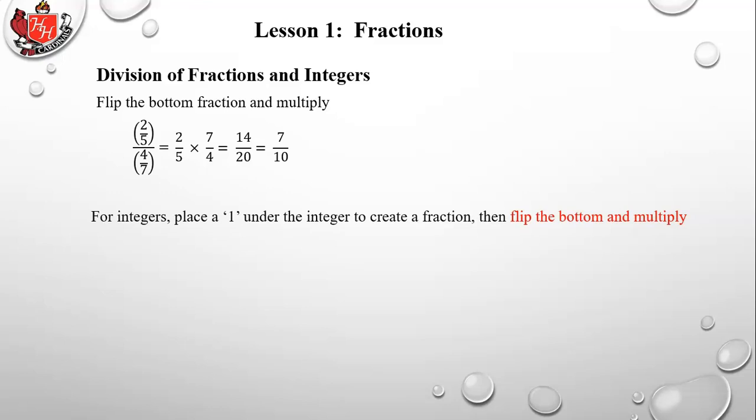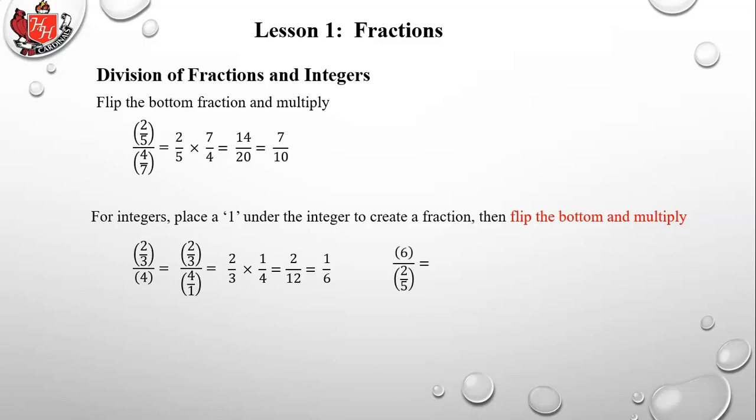For integers, place a 1 under the integer to create a fraction, then flip the bottom and multiply. So here we have 2/3, the fraction 2/3 divided by the whole number 4. So we're first going to put a 1 underneath the 4 to turn it into a fraction. And now we're going to flip and multiply. So you flip the 4 over 1 to 1 over 4 and you multiply. So 2 times 1 is 2, 3 times 4 is 12, that's 2/12, and that reduces to 1/6.